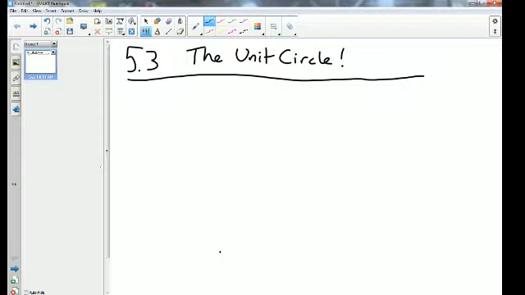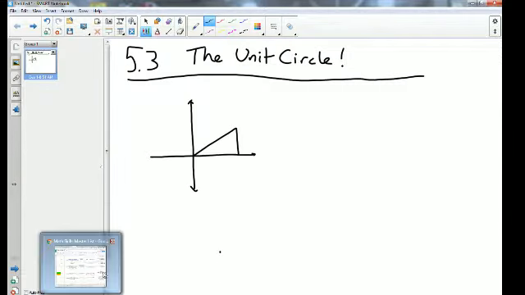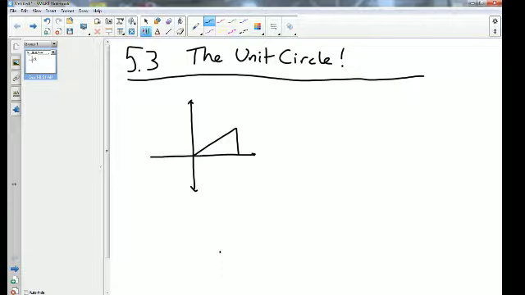Yesterday you kind of built some background knowledge for it, right? We learned about the 30, 60, 90 triangle, correct? And that 3, 4, 5.